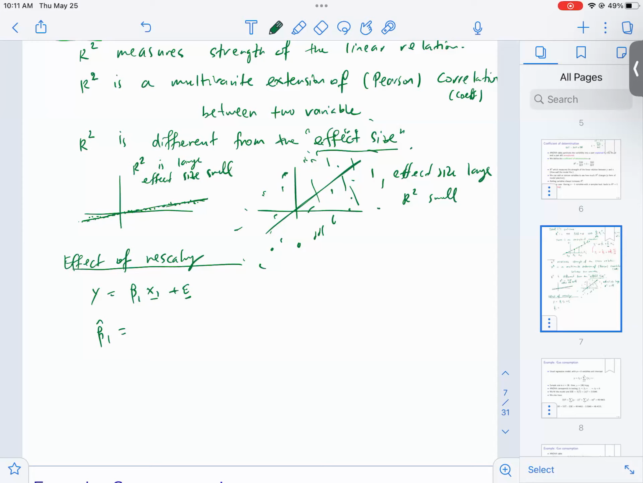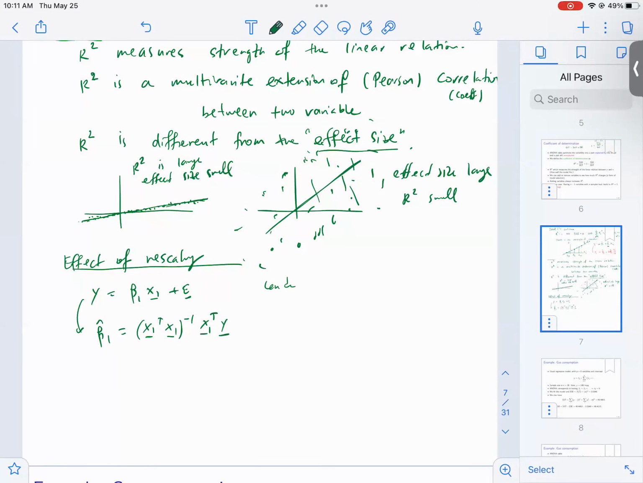X transpose X inverse X, right? So it would be X1 transpose X1 inverse X1 transpose Y. So what is X1 transpose X1 inverse? It's just a number. It's the L2 norm of X1. And so that's that.